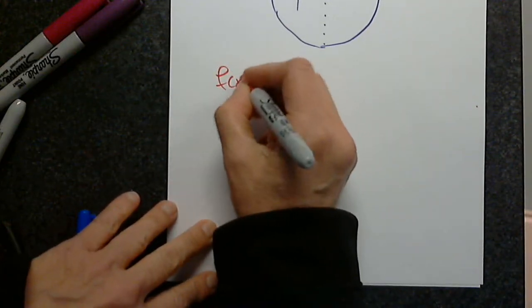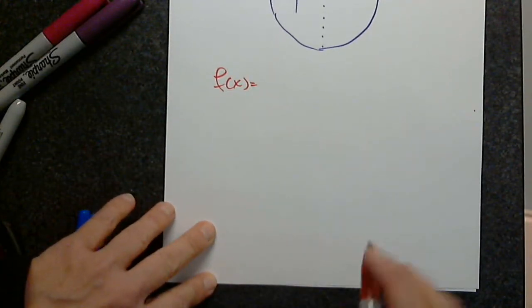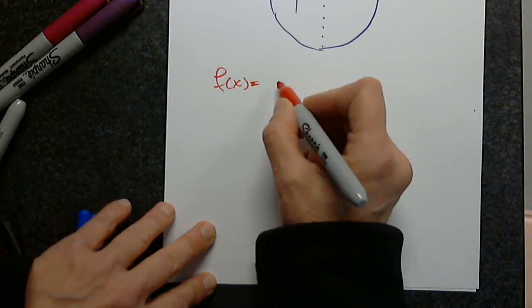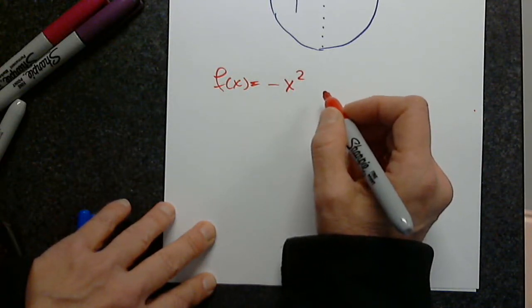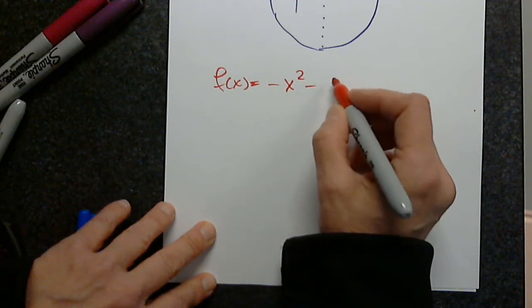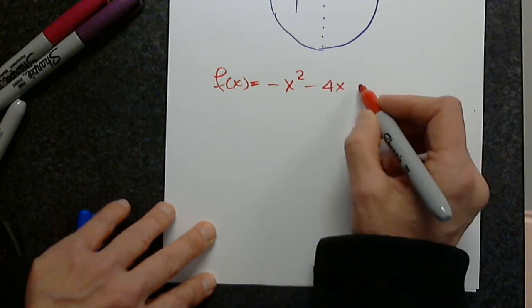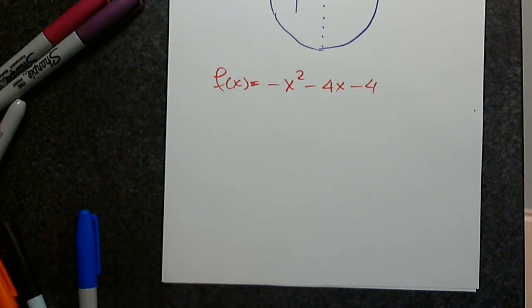So let's say f of x equals, let's say negative x squared minus 4x minus 4. Is this a quadratic function? Does it have a min or a max?